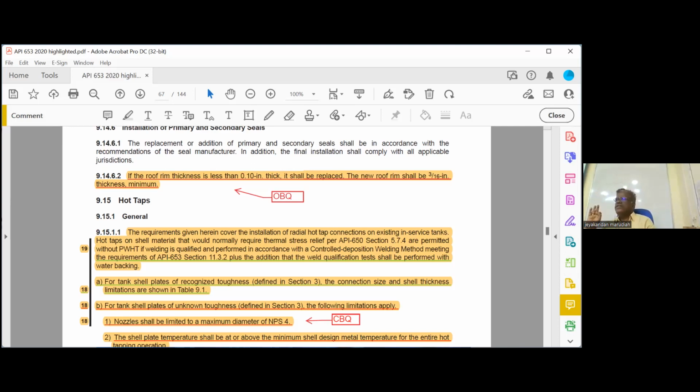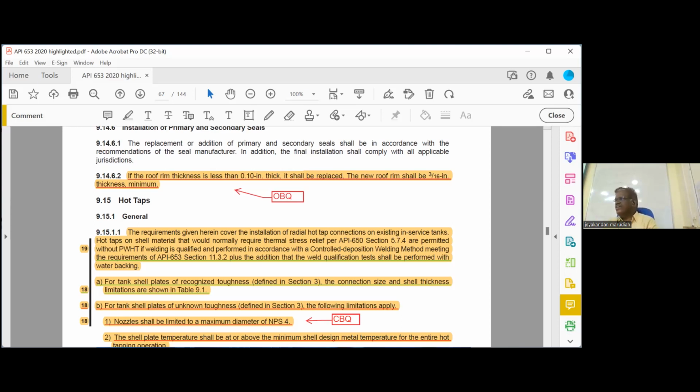Second, hot tapping is not allowed in the vapor space. Above the liquid level, hot tap is not allowed. Hot tap is not allowed on the roof also. Third point. Fourth point is, prior to hot tapping, you have to mark the area and check whether any lamination is there. At least 4 points you have to measure the thickness in the hot tap location. Any shell which requires PWHT, hot tapping is not allowed.